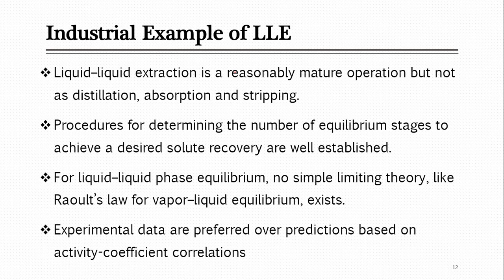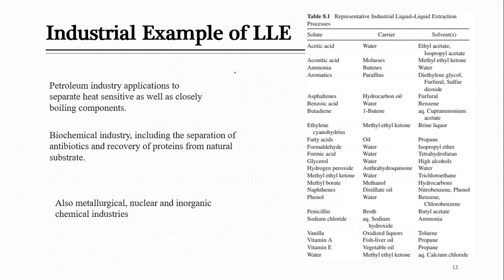So when you don't have any equation or theory-like correlation, definitely you have to go for experimental data. That is preferred over activity coefficient correlations. Here in this slide, you are shown some solvents. So just look at this before we proceed towards the table.